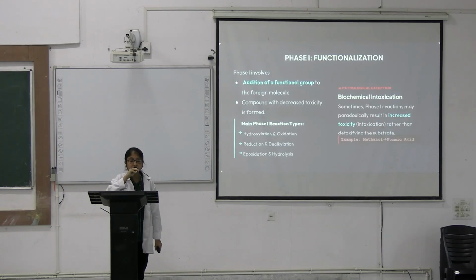So the phase 1 reactions. In these type of reactions, a functional group is added to the foreign molecule so that a compound with decreased toxicity can be formed. But sometimes the phase 1 reactions can paradoxically result in the formation of a more toxic compound rather than detoxifying the substrate. For example, methanol gets converted to more toxic formulas. The main types of phase 1 reactions are hydroxylation, oxidation, reduction, dealkylation, epoxidation, and hydrolysis.